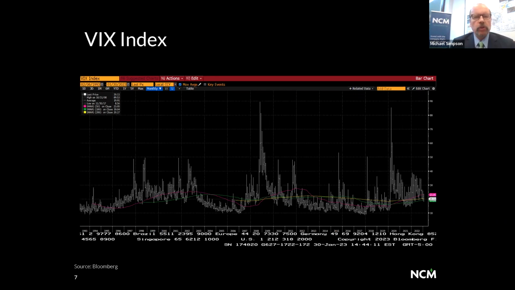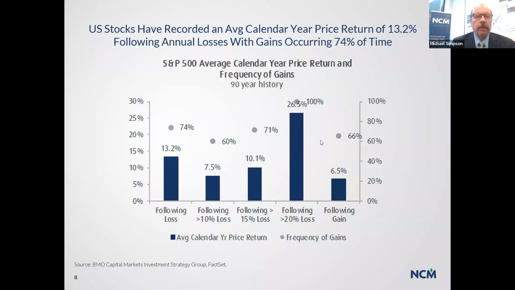If the chart master can go to chart 7, slide 7, we can see, we all know that we had a very bad year. It was a tough year in the markets in 2022. The S&P 500 was down approximately 18%, the TSX about 8%. So this is US data, following a 15% loss. What we see going over 90 years is the average return 1 year later is about 10%. Following any type of loss, 74% of the time, the market's up, on average about 13.2%.